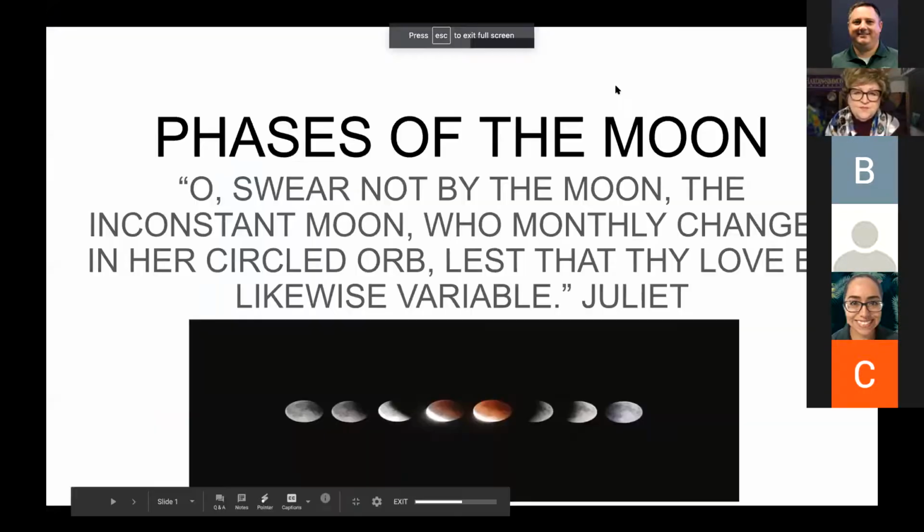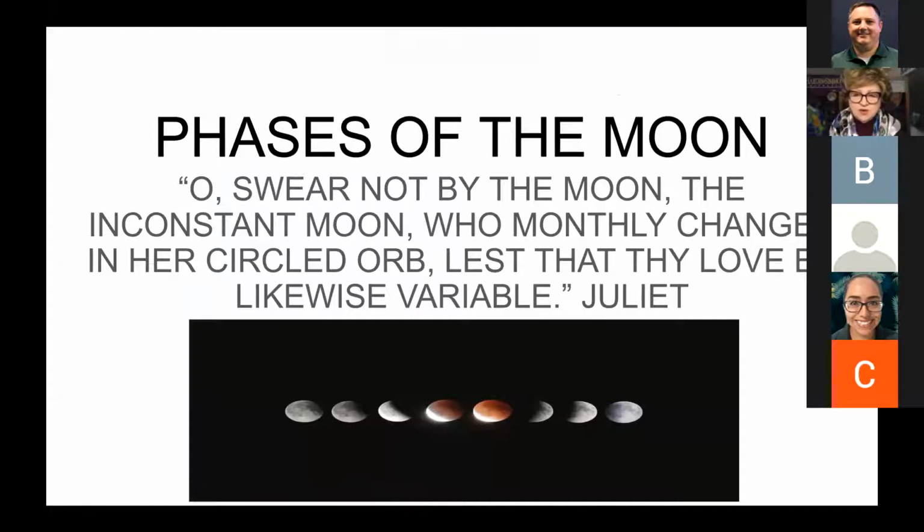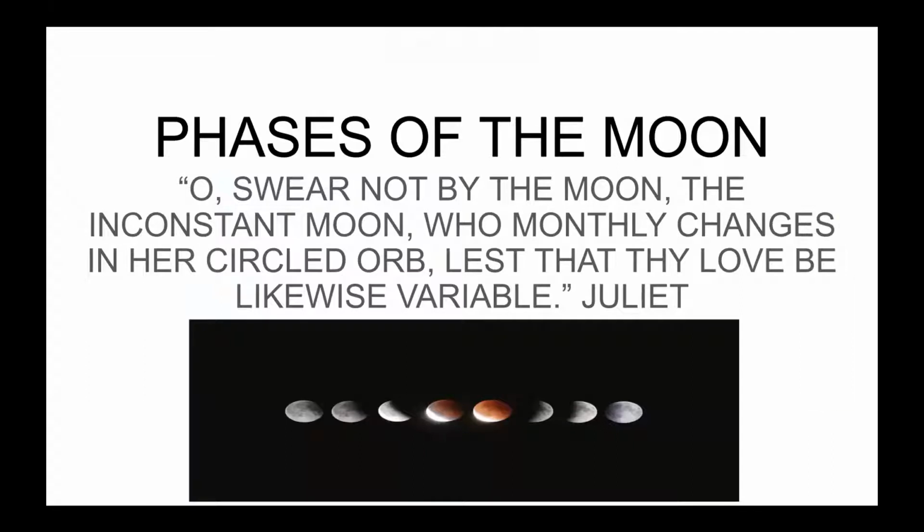So, phases of the moon, the lunar cycle. Now, we have a quote here from the play Romeo and Juliet. "Oh, swear not by the moon, the inconstant moon, who monthly changes in her circled orb, lest that thy love likewise be variable." Now, Juliet in this play recognizes the fact that the moon changes every night. It never stays the same in the way that we see it. So she was saying she didn't want Romeo to pledge his love to something that was constantly changing.